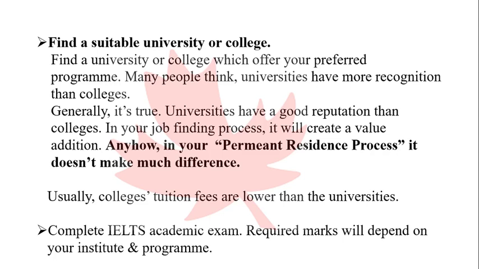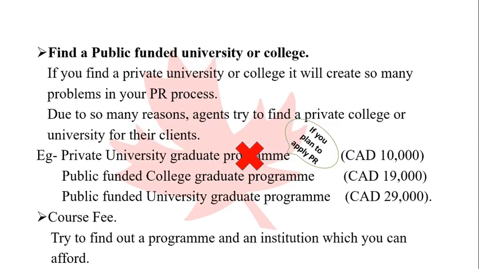Usually, colleges' tuition fees are lower than universities'. Complete the IELTS academic exam. Required marks will depend on your institute and selected program. Find a public-funded university or college. If you choose a private university or college, it will create so many problems in your permanent resident visa process.